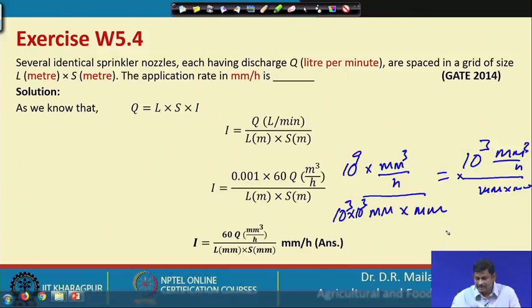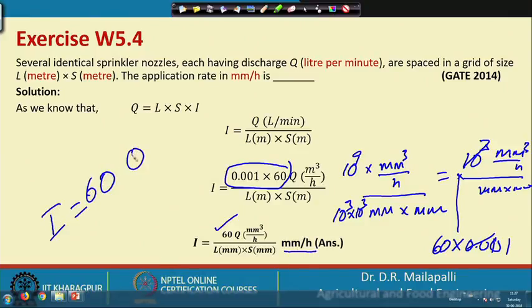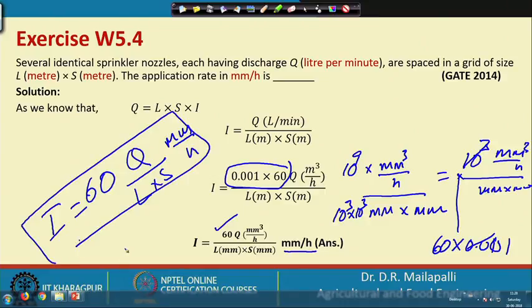Multiplied by 60 into 0.001, okay, 60 into 0.001. Since it is 10 power minus 3, this cancels out, and you get 60 Q per hour. So, finally, you get 60 into Q divided by L into S per hour. So, I is equal to 60 Q divided by L into S mm per hour. So, this is the answer.